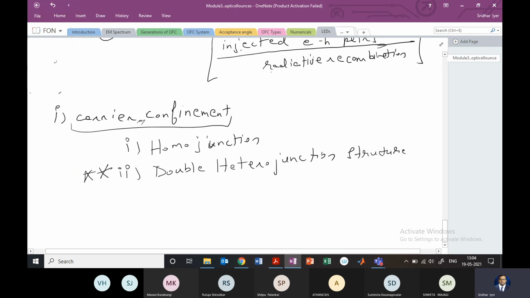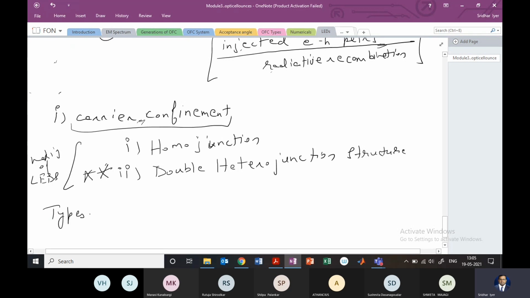We don't have enough time to discuss that structure, so I will portray that structure to you. It is already there in the notes. I'm still making the notes for this module. I will be showing you that structure and explaining the important points out of it. These two are the making of LEDs.